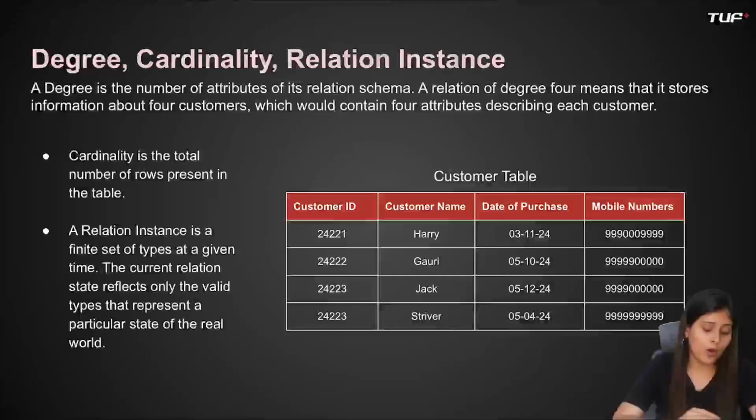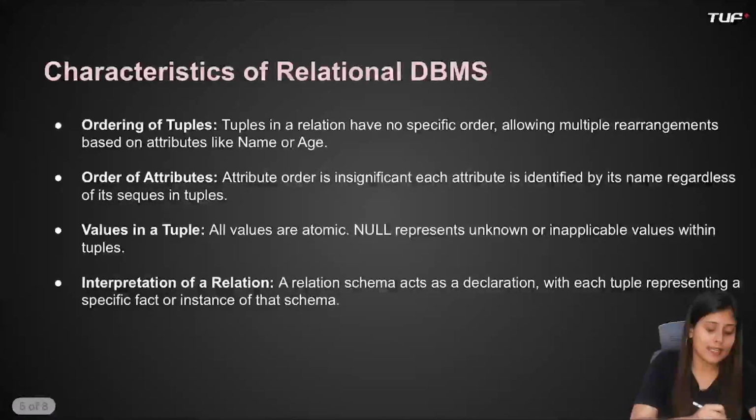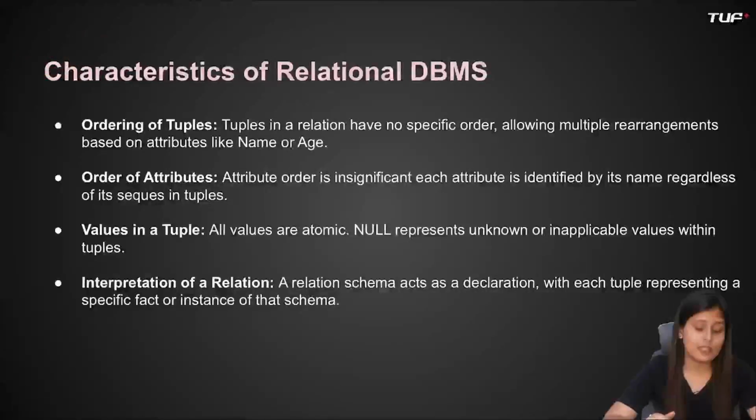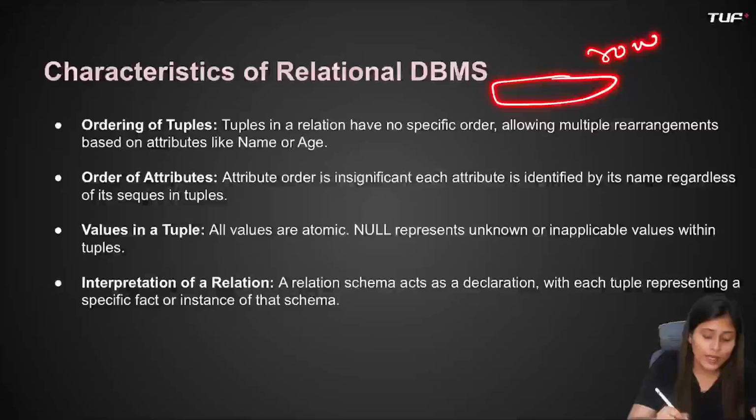So these are all the definitions of those parameters like degree, cardinality, and relation instance. I hope you understood. Now let's move on to the characteristics of relational DBMS, meaning database management system. So what are the characteristics of relation? First is ordering of tuples. A tuple is nothing but, we know, a row in a table.